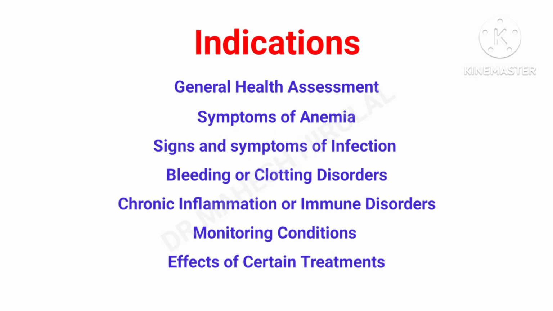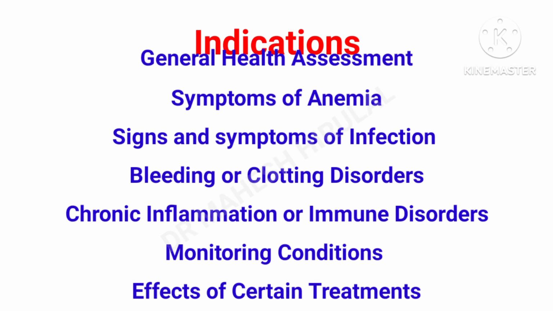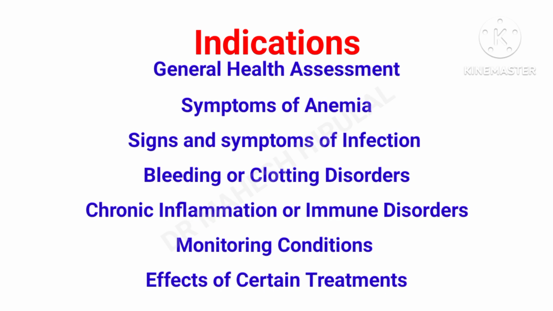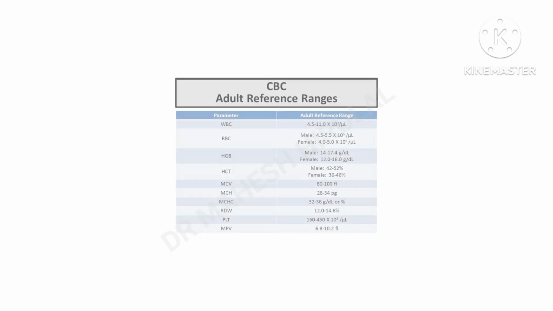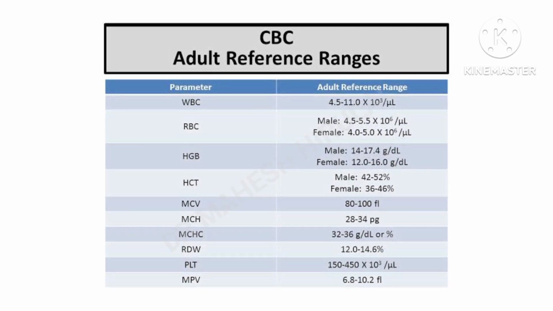CBC is used to assess the general health of a person. If symptoms of anemia and infections are seen, then the CBC is ordered. To diagnose cases of bleeding and clotting disorders, inflammatory disorders, and immune disorders, the CBC will help. CBC is used to monitor different health and disease conditions, and to see the effect of certain treatments.